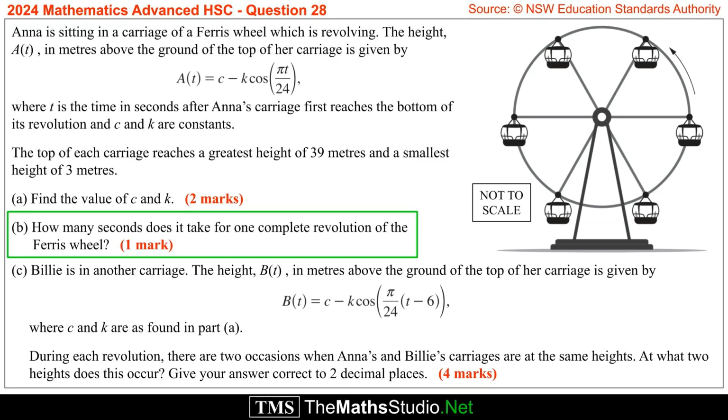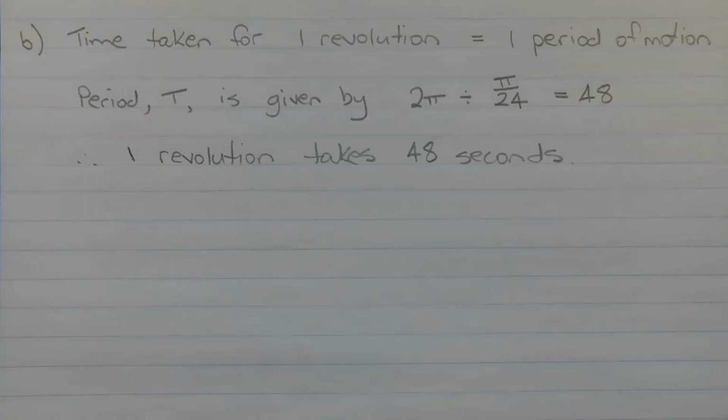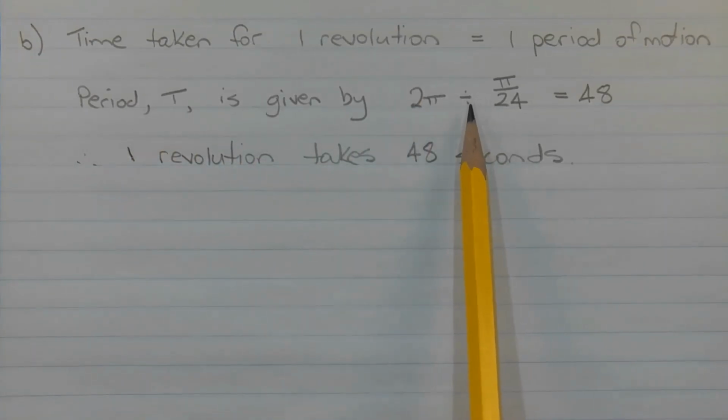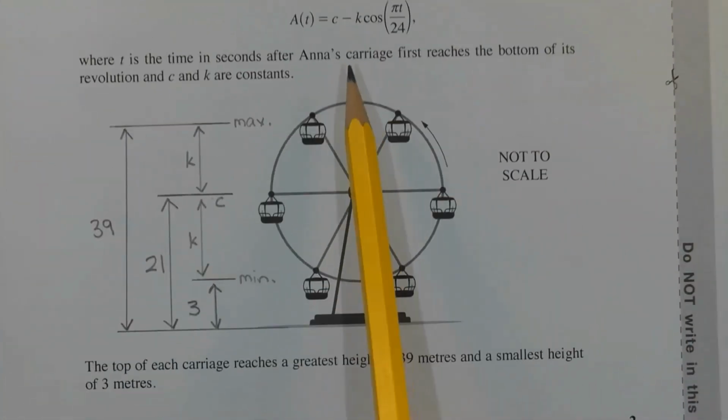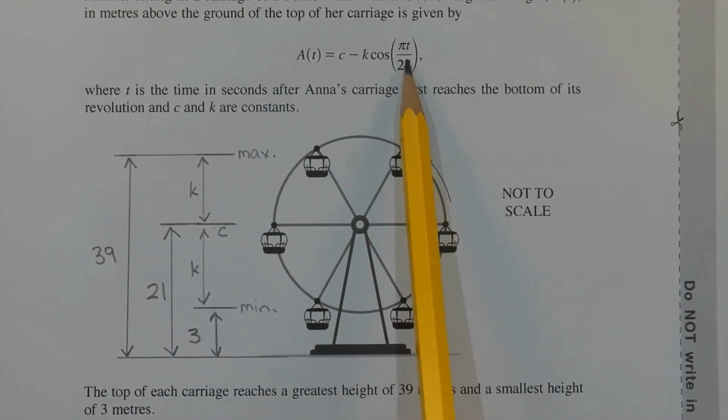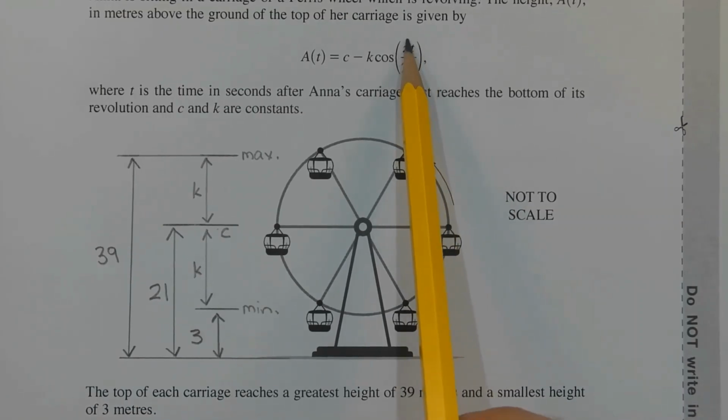Part B. How many seconds does it take for one complete revolution of the Ferris wheel? The time taken for one revolution, or one complete spin of the Ferris wheel, is equivalent to one period of motion. Now, the period, capital T, is given by 2 pi divided by the coefficient of the time variable t. So if you recall from the equation, A of t is equal to c minus k times cos of pi t over 24. So the coefficient of t here is pi over 24.